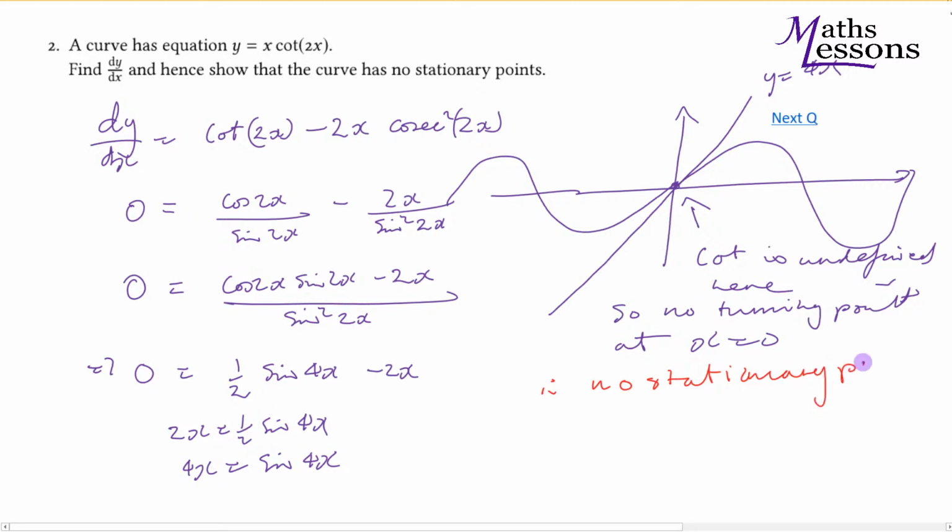So we have no stationary points as they do not cross again. And you've probably got to say something about the relative gradients, which I just mentioned then. Right, the next question.